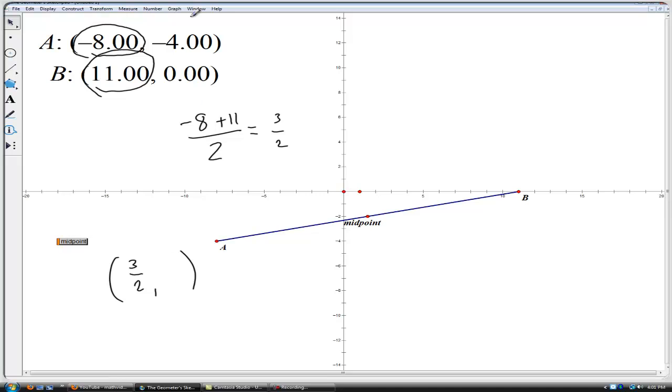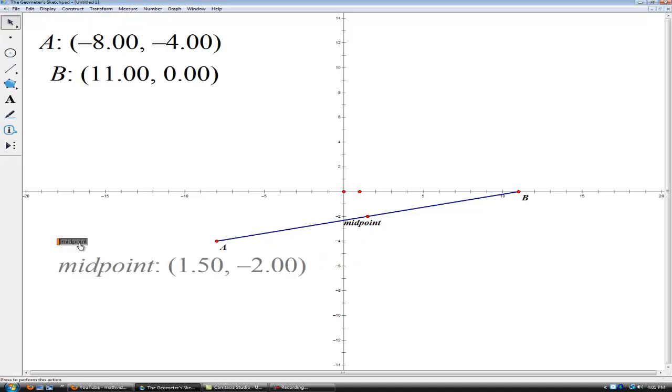The y value, -4 plus 0 is -4, and the average of the two we get by dividing by 2, and that gives me -2. So we have 1.5, -2. Let's check our answer, and there it is, 1.5, -2.